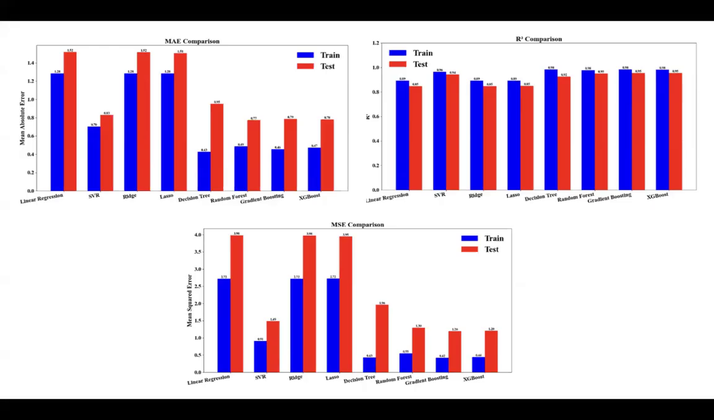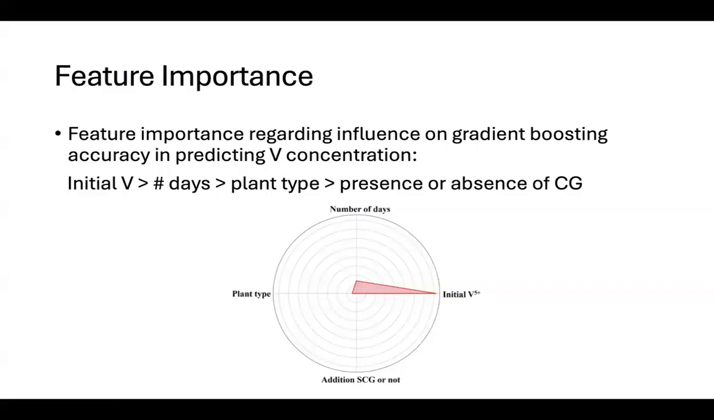These figures show the mean absolute error, the R-squared value, and the mean squared error of the training and testing sets across all of the algorithms tested. Gradient boosting achieved the smallest mean squared error on both the training and the test sets, with values of 0.42 and 1.20 respectively, and R-squared values of 0.98 for the training set and 0.95 for the test set, making this the top performing algorithm tested.